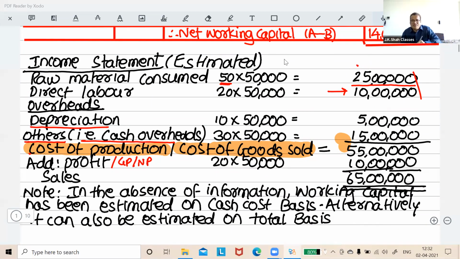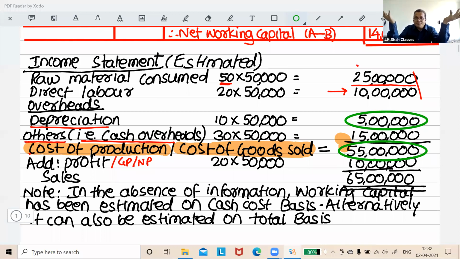Now you tell me, in this 55 lakh rupees, this depreciation of 5 lakh is counted or not counted? It's counted. Does it happen sometimes or every time? Every time. Do few organizations do this or does every organization do this? Every organization does this. So they're just making a fool of you. It has no effect.